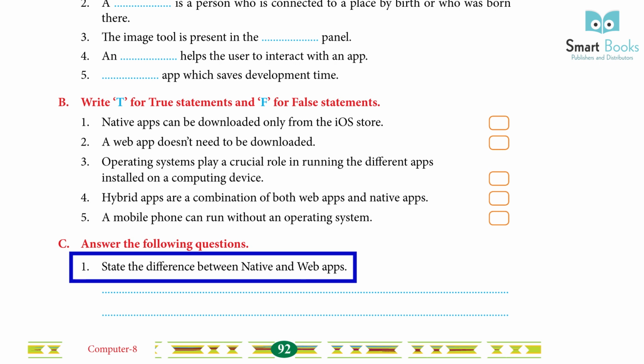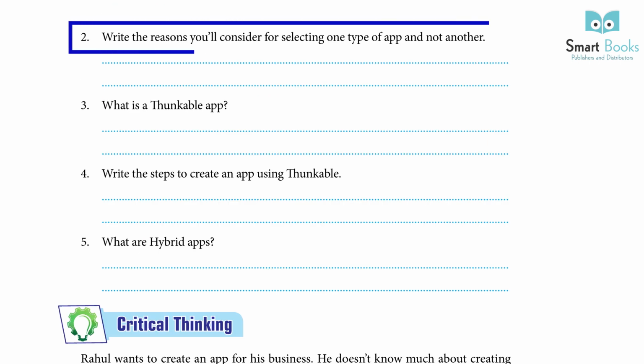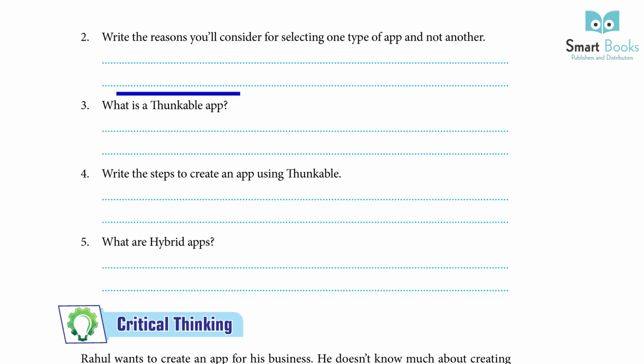Web apps. Apps that can be used with a web browser are referred to as web apps. They do not occupy space in the device. They are easy to maintain. 2. Write the reasons you will consider for selecting one type of app, not another. Answer: Choosing the right app. Apps are chosen according to the following features: 1. Development time. 2. Limited resources. 3. Performance.